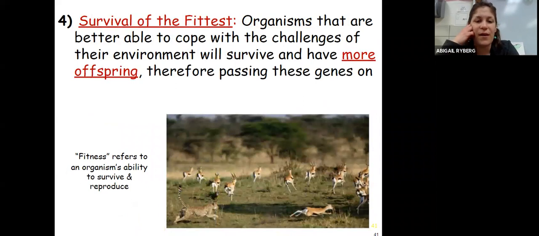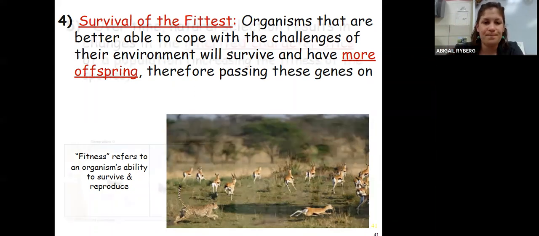The fourth thing is survival of the fittest. So organisms that are better able to cope with challenges of their environment will survive and have more offspring, therefore passing these genes on. So I kind of talked about that already. Survival of the fittest is really an organism being fit and suited for their environment to the point where they can obviously survive, number one.